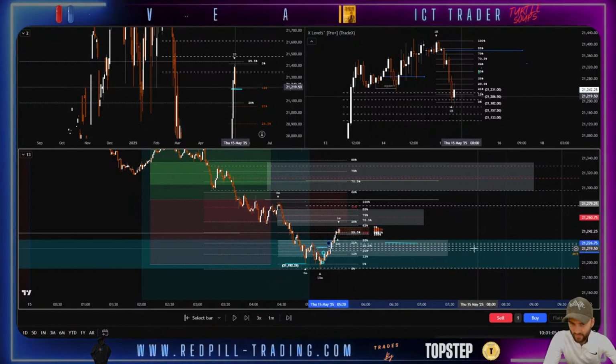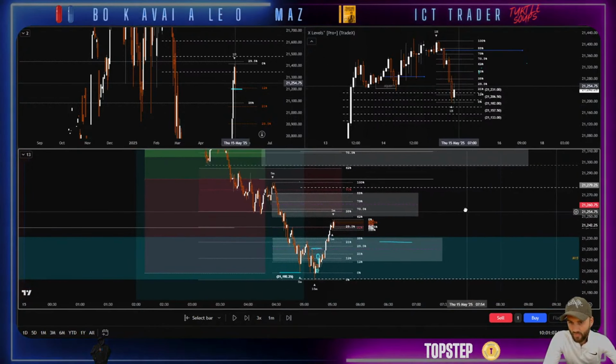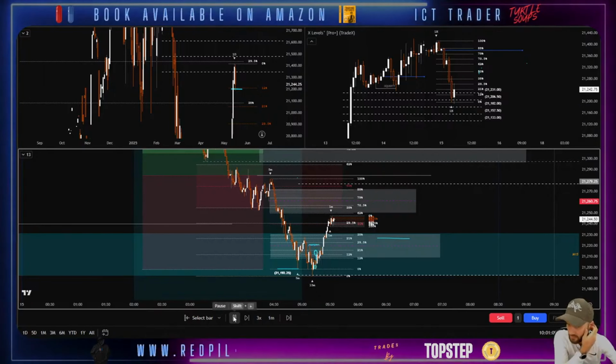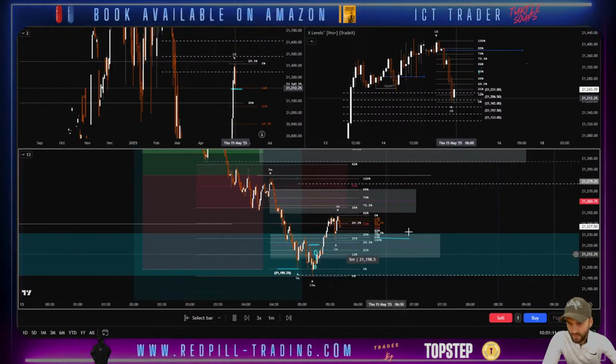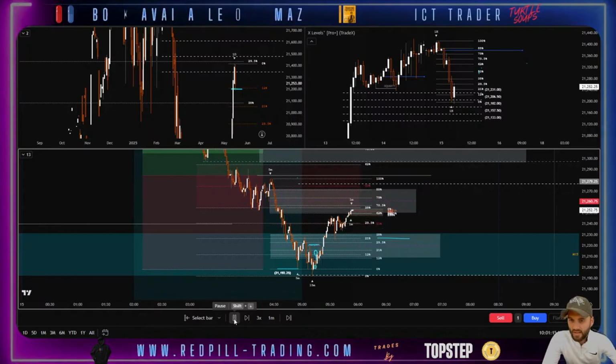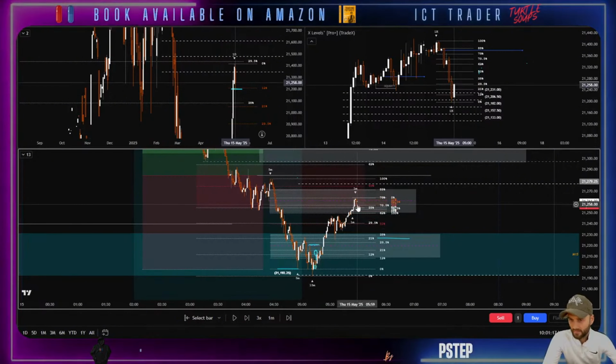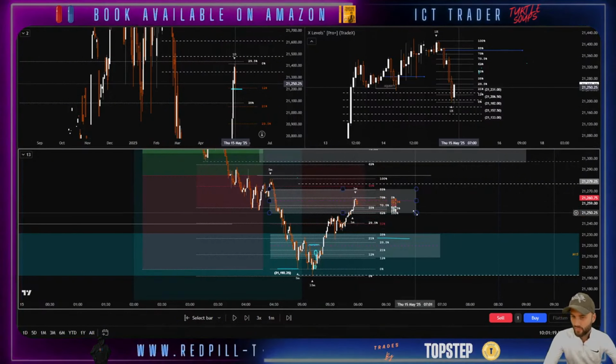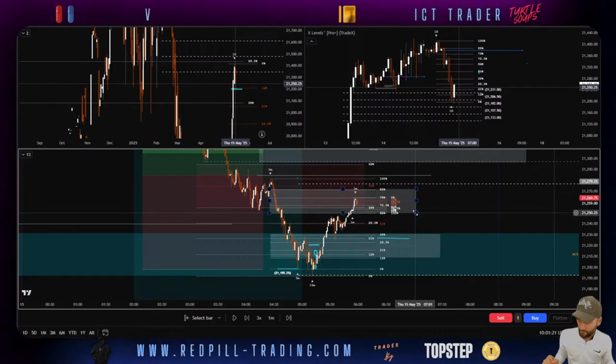Inside of here, you have my M5 comp model. It would have just missed you a fill. You did get the fill on MNQ right there, but not on NQ. Okay, so right in here is where now I'm paid. Right in here I am paid.